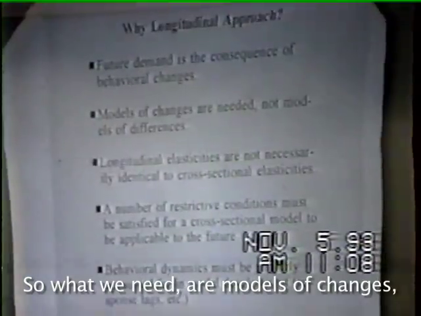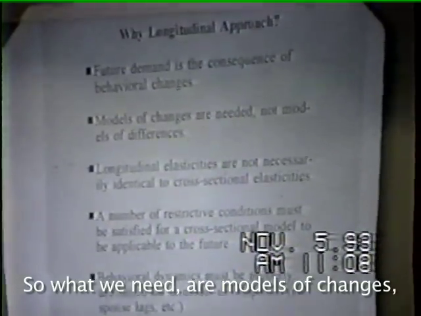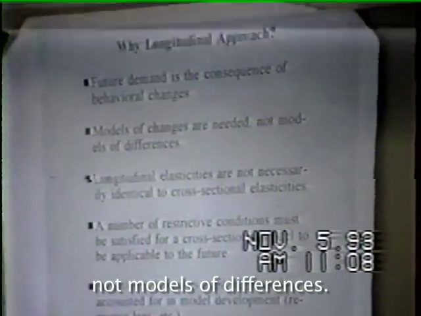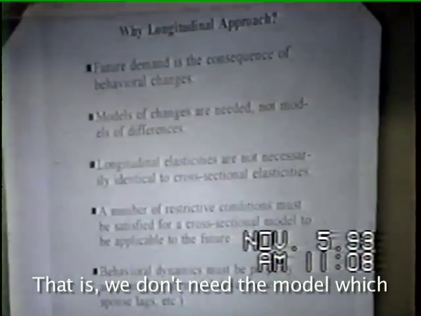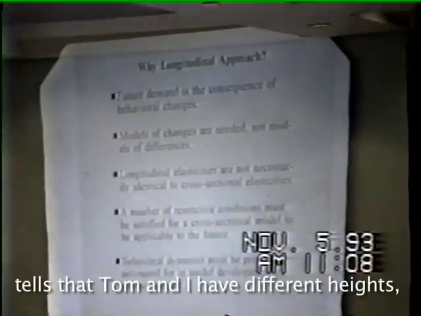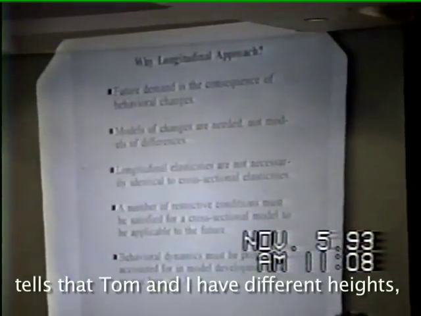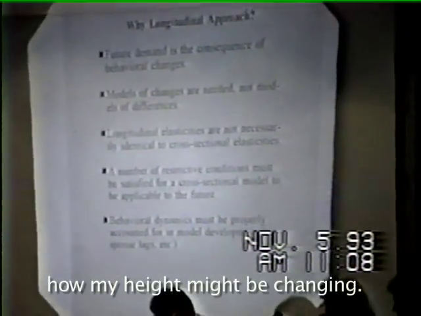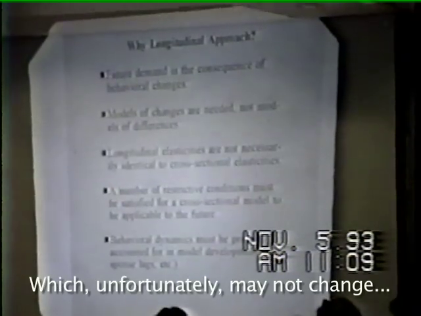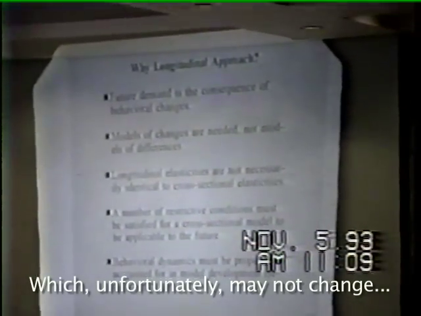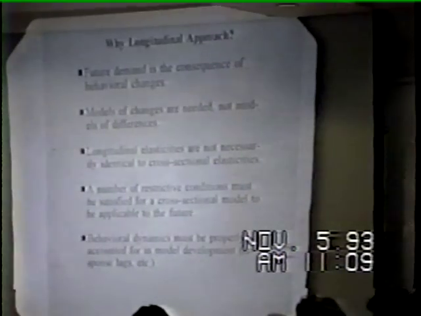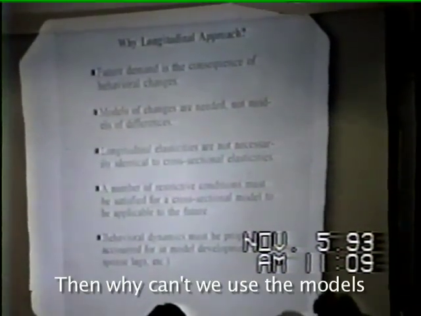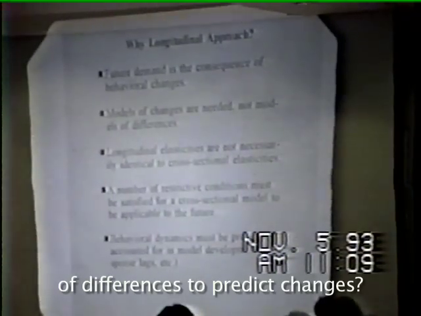So what we need are models of changes, not models of differences. That is, we don't need a model which tells us that Tom and I have different heights, but rather a model which tells me how my height might be changing, which unfortunately may not change. Okay. Then why can't we use models of differences to predict changes?